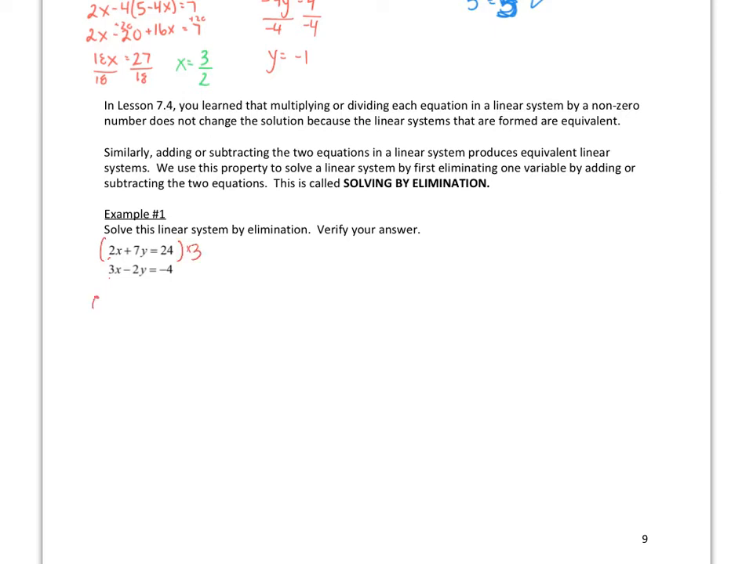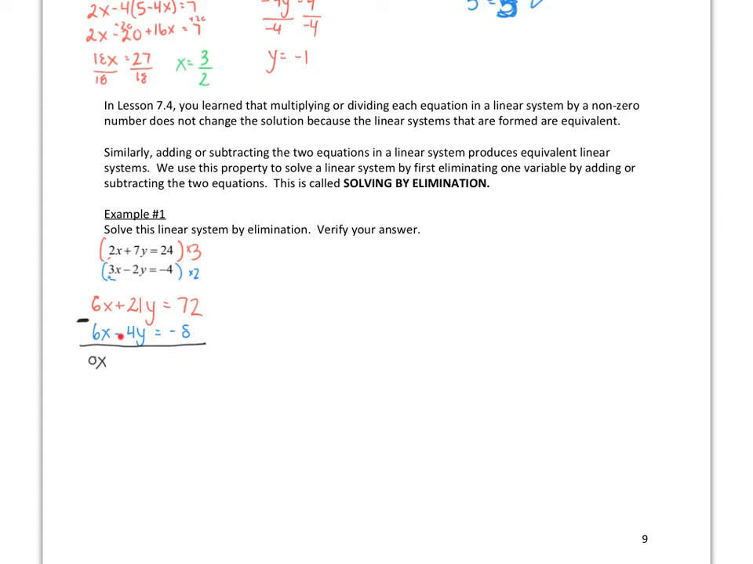So I'm going to get 6x plus 21y equals 72. To our second equation, to get x to be 6, I need to multiply by 2. So 6x minus 4y equals negative 8. Now what we're going to do is we are going to subtract the two equations to cancel our x's. So 6x take away 6x will be 0x. So we're just doing our vertical addition or subtraction statement here.